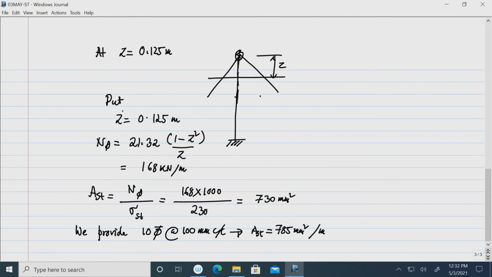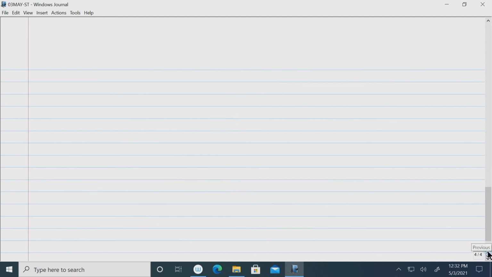Now, we have to find out the thickness of the shell. Thickness of the shell is checked based on the maximum tensile stress. Ft is the tensile stress in concrete, and that should not exceed the given limit of 2.8 Newton per mm square.